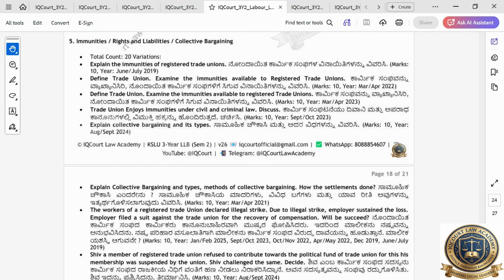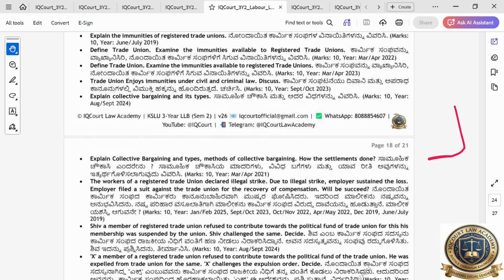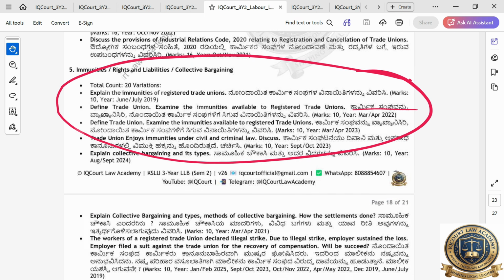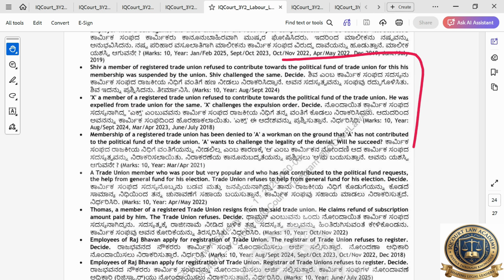There are some immunities for trade unions, like from civil cases and criminal cases. We explained it in the IQCourt study materials. This question is 50% likely. But the immunities, the exceptions that are available, are very, very important. 500% important questions. They will also ask problems.